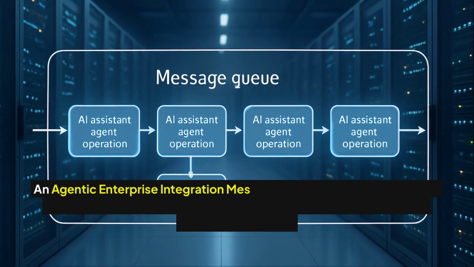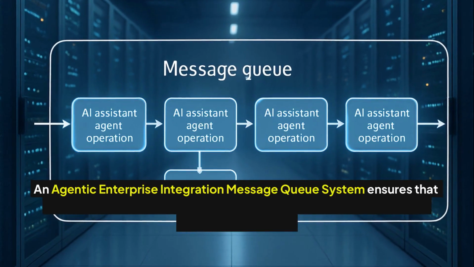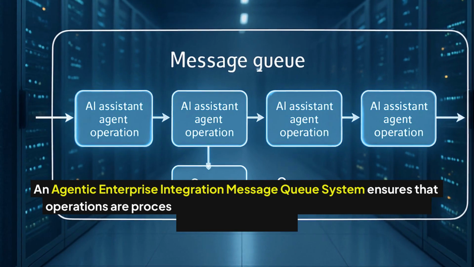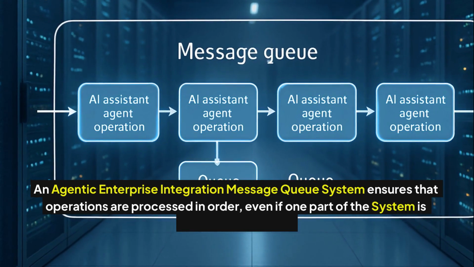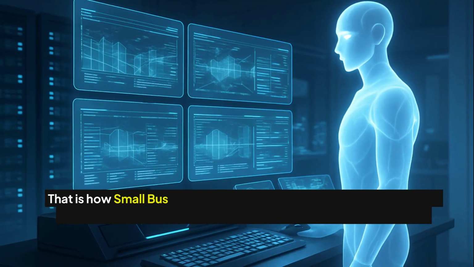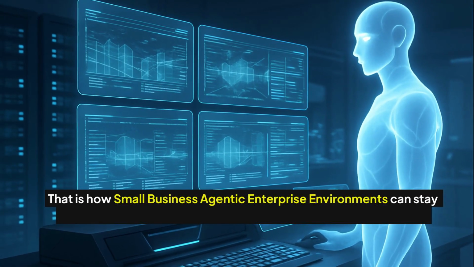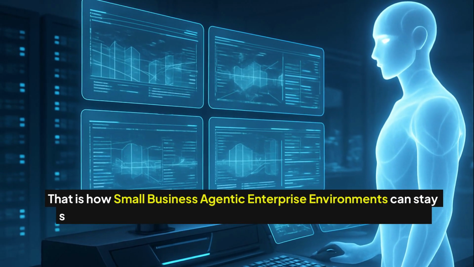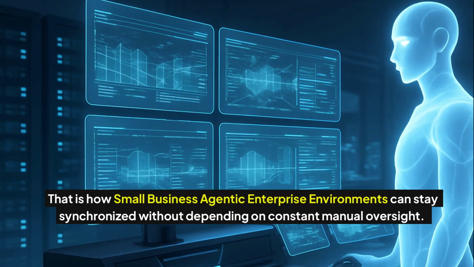An Agentic Enterprise integration message queue system ensures that operations are processed in order, even if one part of the system is temporarily offline. That is how small business Agentic Enterprise environments can stay synchronized without depending on constant manual oversight.